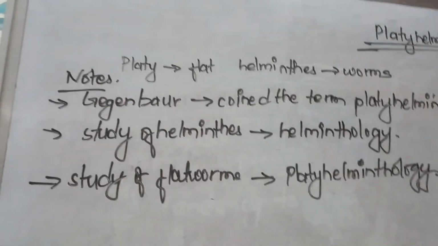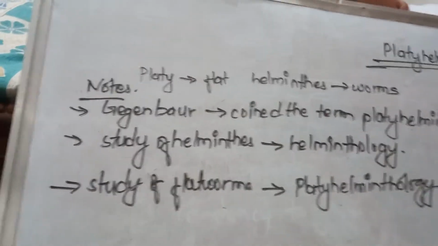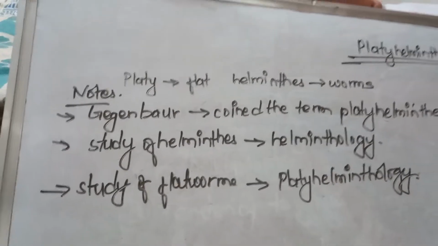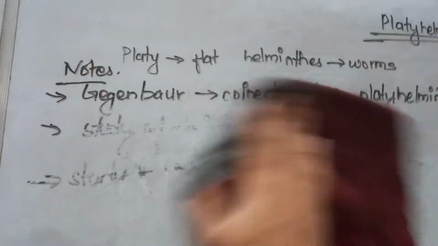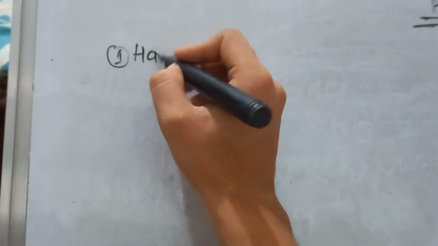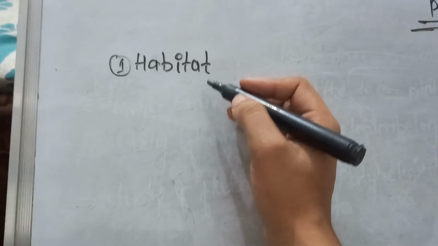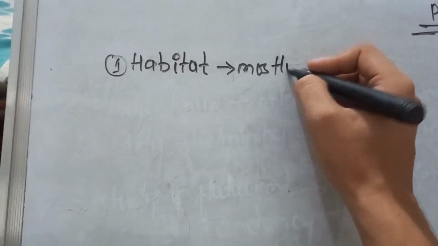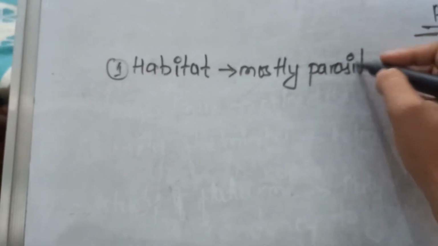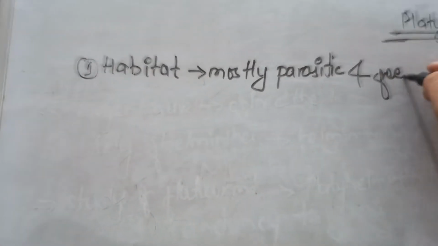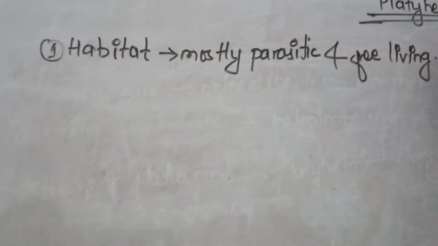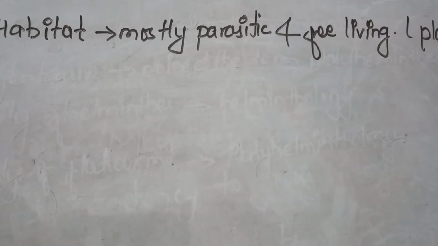Let me enter on the general characteristics. Firstly, we will be dealing with habitat, symmetry, body plan, likewise as in previous lectures. Let's start first with habitat. What sort of habitat do they belong to? In habitat, you can write they are mostly parasitic, as well as some are free living. In free living, you can say planaria.